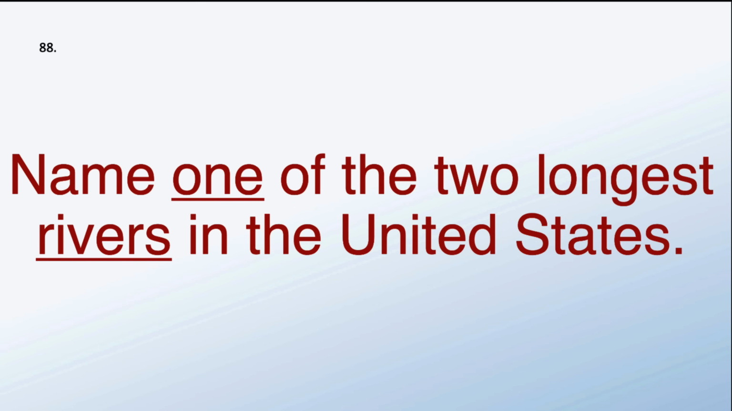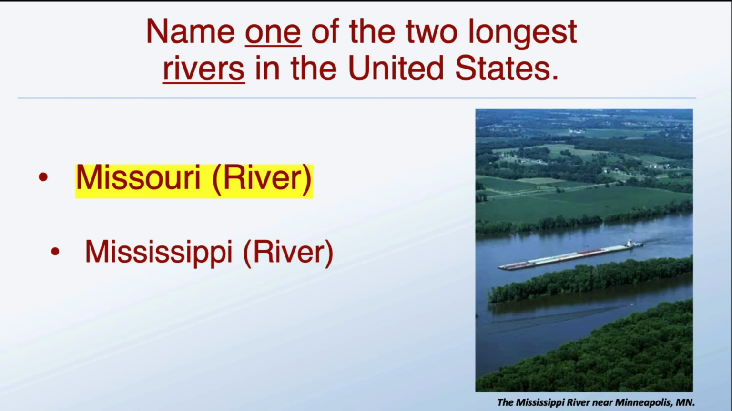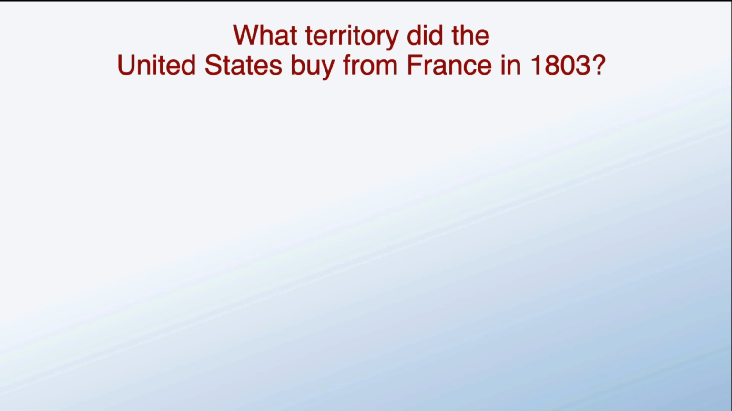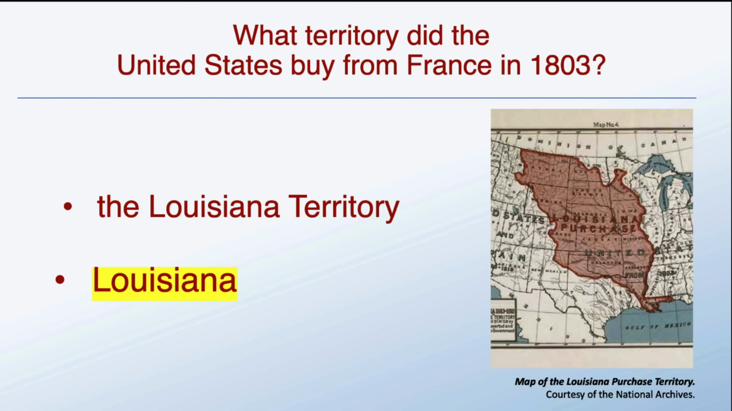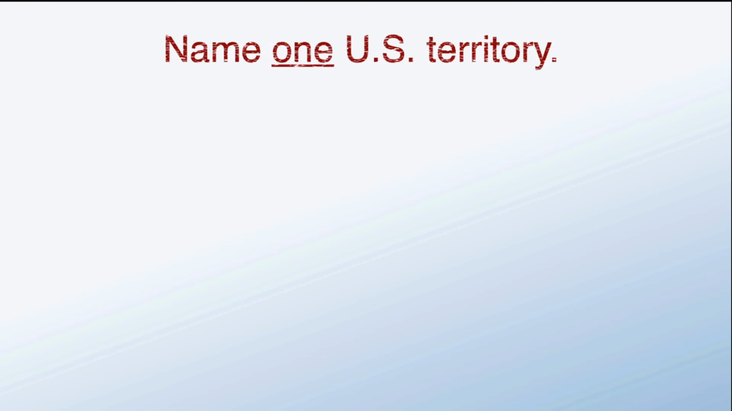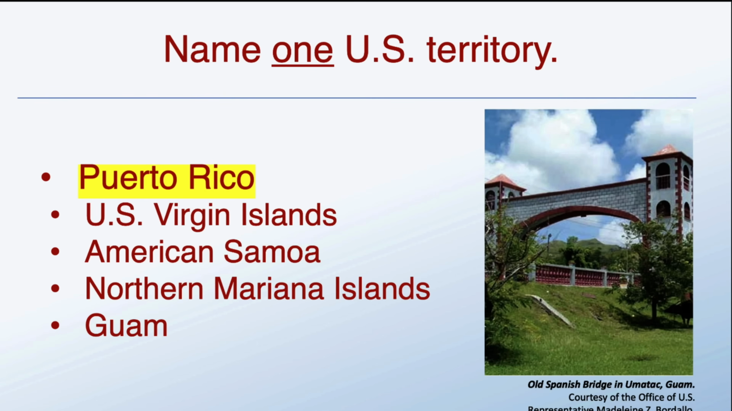Name one of the two longest rivers in the United States. So either one of these, the Missouri River or the Mississippi River. What territory did the United States buy from France in 1803? Louisiana. Name one U.S. territory. Puerto Rico is one of our U.S. territories.